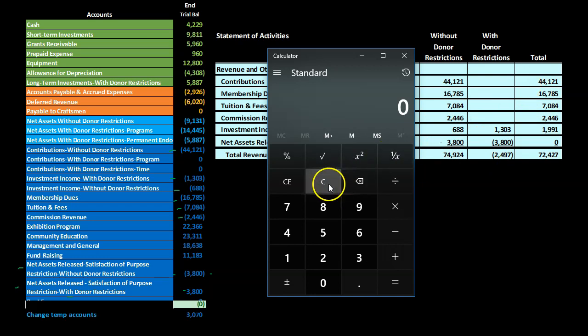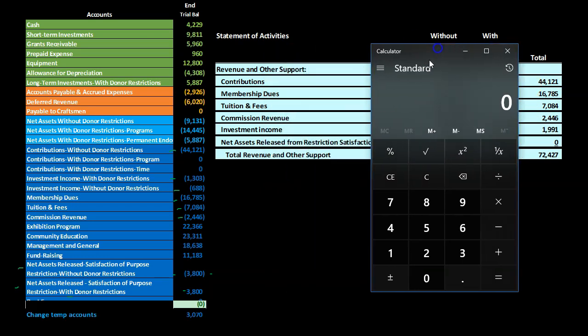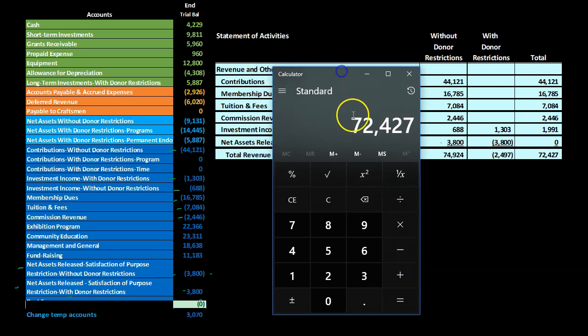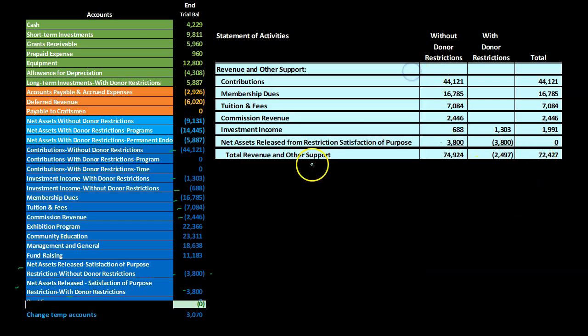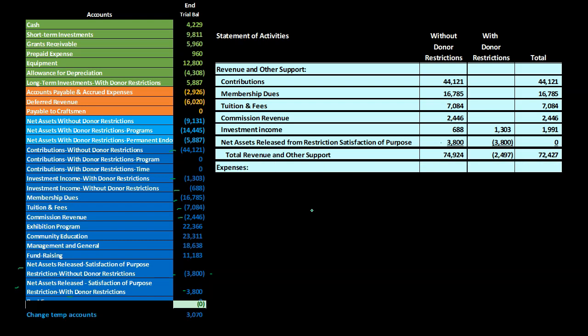And then if we were to add them vertically on these numbers, right, we'd have the 44,121 plus the 16,785 plus the 7,084 plus the 2,446 plus the 1,991 gives us the 72,427. And that, of course, should also sum up horizontally at the bottom here, right? So if we have the 74,924 minus the 2,497, we should also get to the 72,427. Obviously, this would be easier to do and faster to do in Excel.